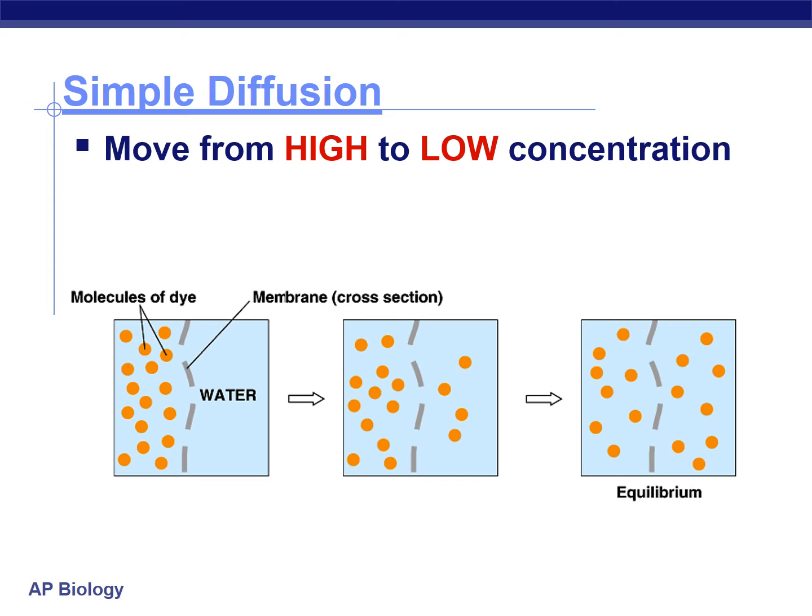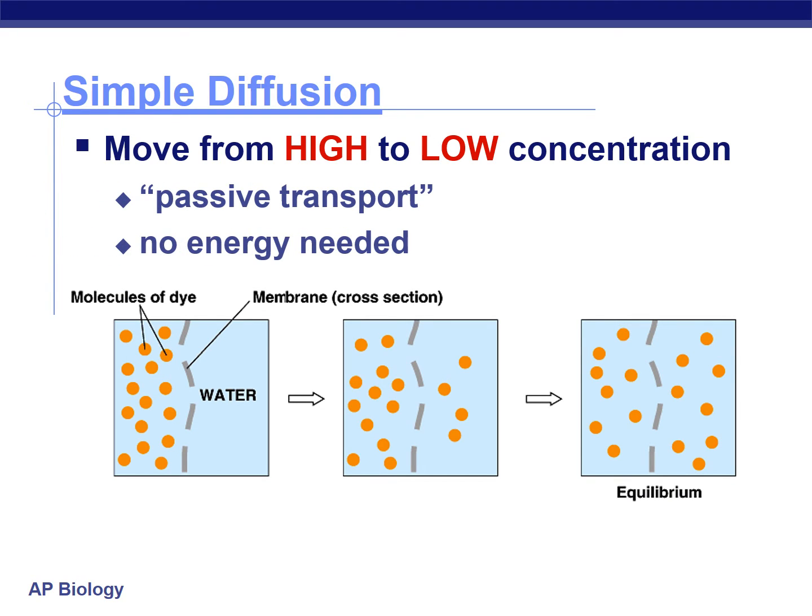Because the cell does no work to move the material, it's really the kinetic energy of those molecules themselves that's moving them across. We call this passive transport because, like I said, the cell expends no energy to get the material to move through that membrane. They're just bouncing into one another.